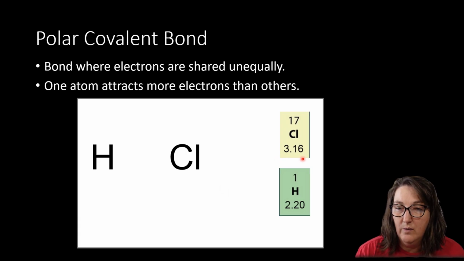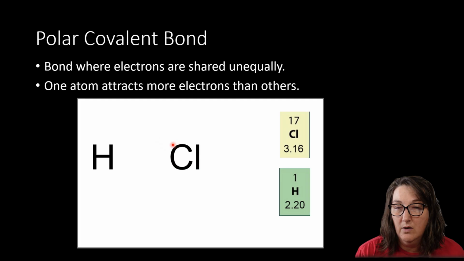Chlorine is 3.16, hydrogen is 2.2. So this is a higher electronegativity, so this has a very high greediness for electrons. Chlorine is going to want hydrogen's 1 electron. Chlorine has 7 valence electrons, so it wants hydrogen's 1 valence electron to give it 8. And chlorine is going to keep that electron for a long period of time. And then this will have a negative charge.